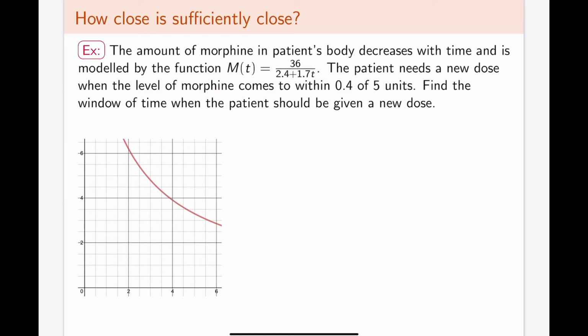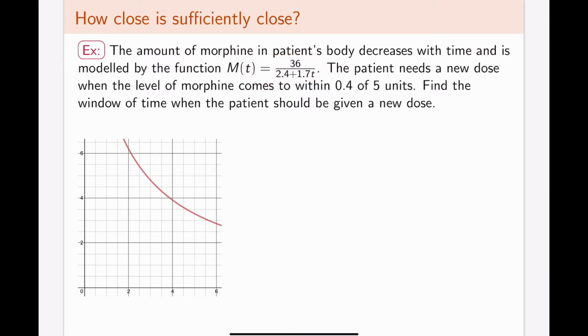And it's going to be the same context of time versus some amount of drug in the system. In this case, it's going to be morphine. We will assume that the amount of morphine in the patient's body, of course, decreases with time as the liver breaks it down and is modeled by this function. Now, this doesn't come from nowhere. This is actually somewhat realistic in terms of the half-life of the morphine as well as other bodily processes. So this is fairly close to reality.